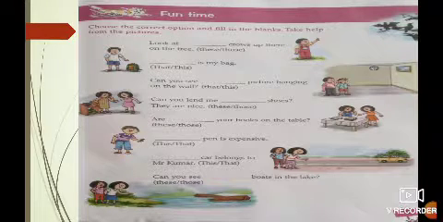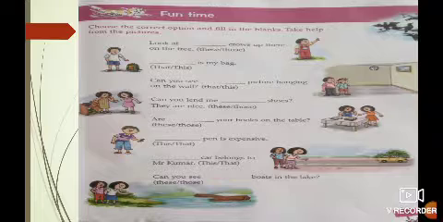Now, next is your fun time. What you have to do in this? Choose the correct option and fill in the blanks. Take help from the pictures. Children, some sentences are given with the options. Now, what you have to do? See the picture. Read the sentences and fill with the correct option. See, for example, the first sentence.